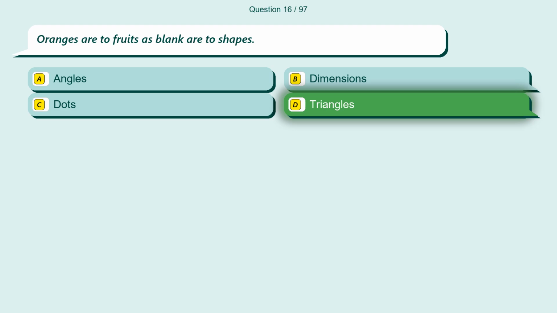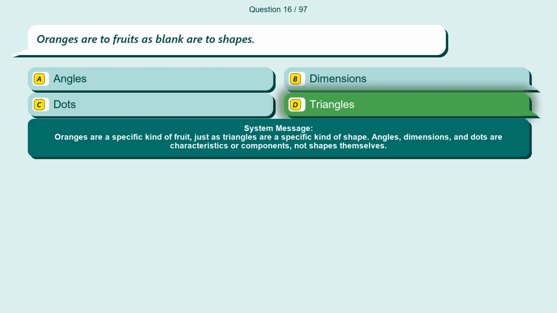The correct answer is option D, triangles. Oranges are a specific kind of fruit, just as triangles are a specific kind of shape. Angles, dimensions, and dots are characteristics or components, not shapes themselves.